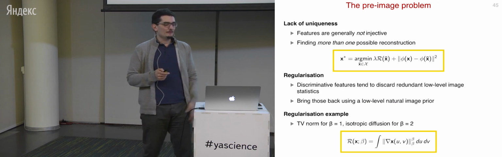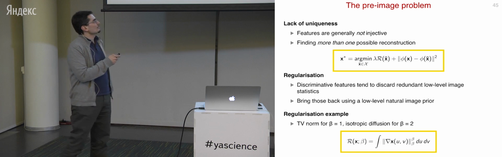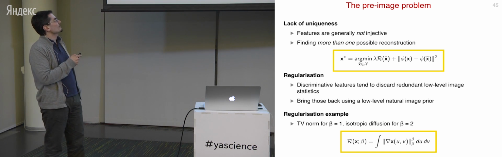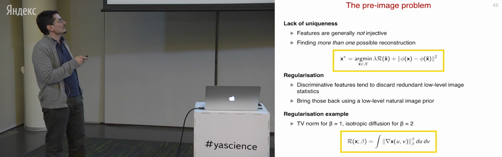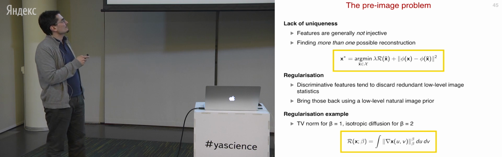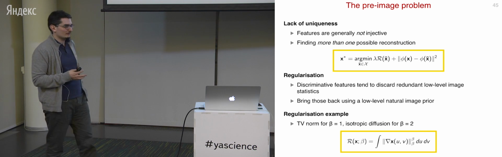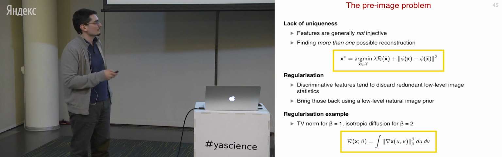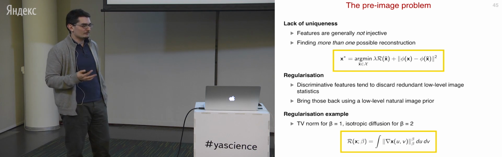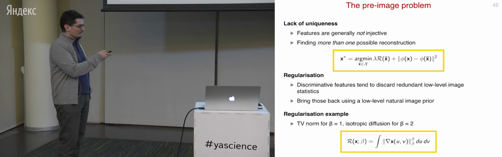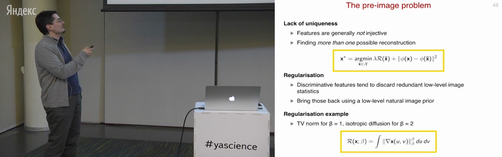So the pre-image problem is that, well, we do not have a unique inverse, so how can we find x star? Well, one way to do that is to minimize the difference between your given feature and the feature you're trying to reconstruct by finding x bar. So you want to minimize this difference by finding the optimal x bar and call that x star. To make this unique and also to recover some of the information that the representation loses, which is sort of generic low-level image statistics, then we want also to regularize here by having this functional there.